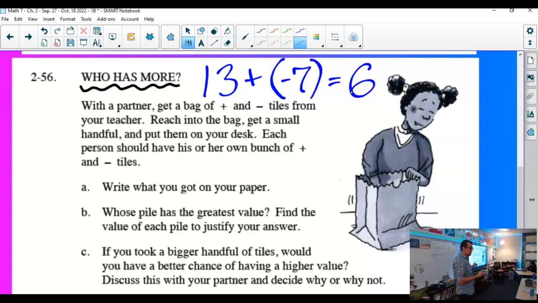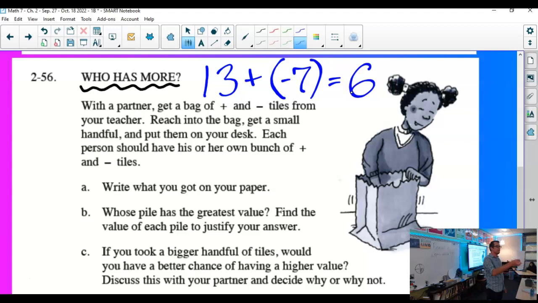I should see it on your paper as I walk around, right? Because your paper has the who has more section. Write what you got on your paper, like it's got the directions, and then talk with your teammate about who has more. Wait, we have to do ours, right? Oh, okay. So guys, this is my bad.